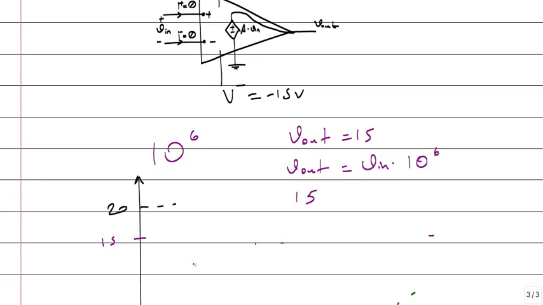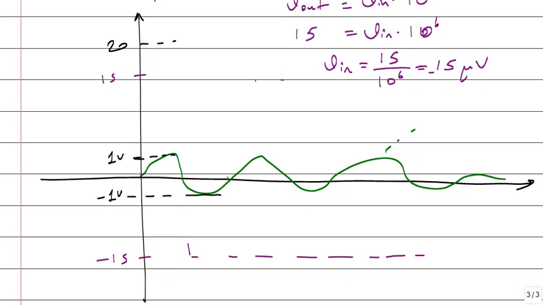So this can be maximum 15, V in times 1 million. So when the voltage V in is equal to 15 volts divided by 1 million, which is what? 15 microvolts. When V in is higher than 15 microvolts, the output will saturate. It will be fixed at 15 volts. So the output will be like that.